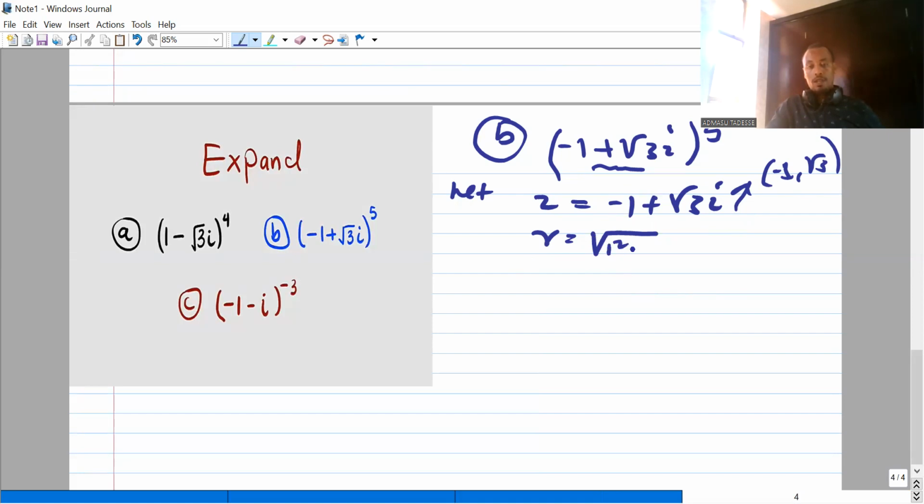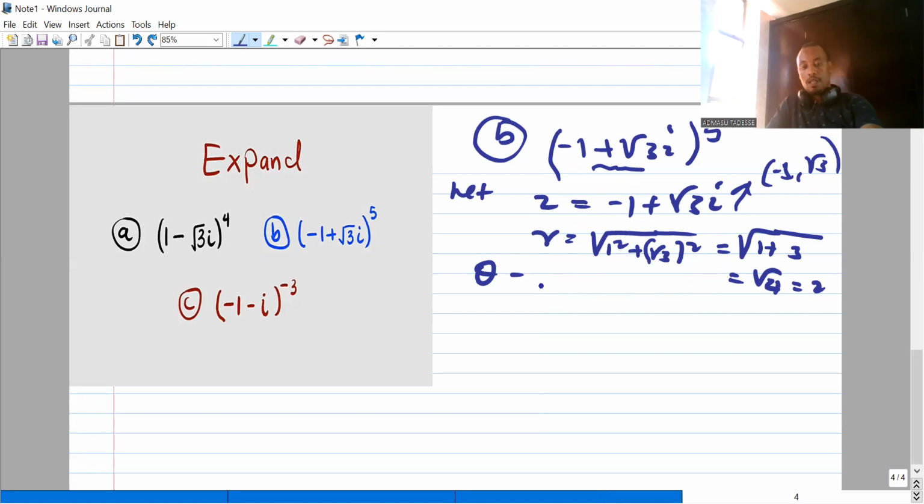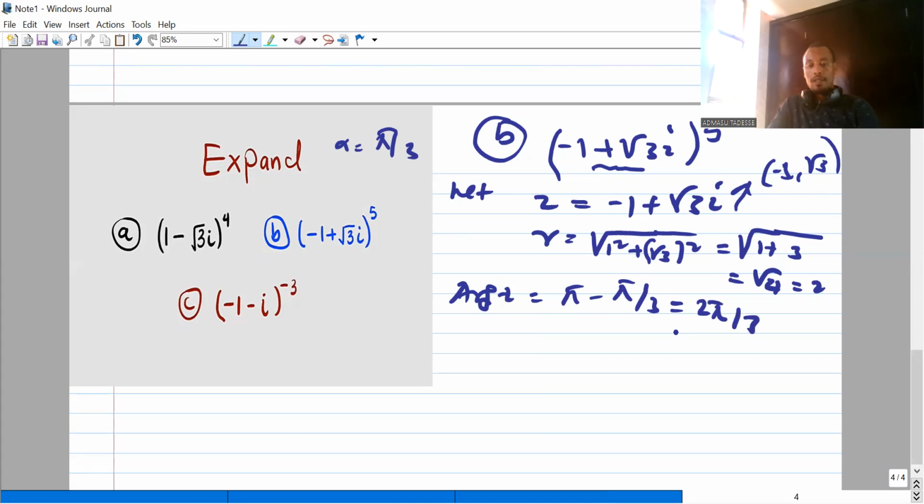So what is the radius, or modulus, or norm? As usual, 1 squared, minus 1 the whole square, plus root 3 squared, which is 1 plus 3, so 4. The square root of 4 is 2. Therefore our theta is in the second quadrant, so it is pi minus pi over 3. Our alpha is pi over 3, already calculated. Since it is in the second quadrant, we subtract pi over 3 from pi, which gives 2 pi over 3.